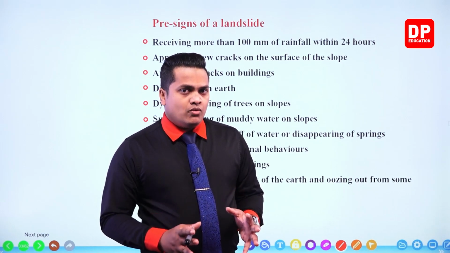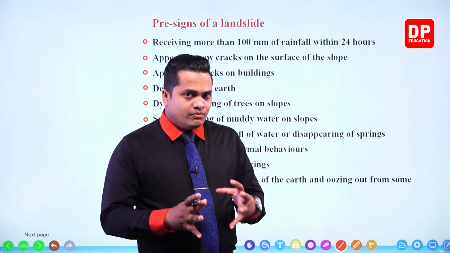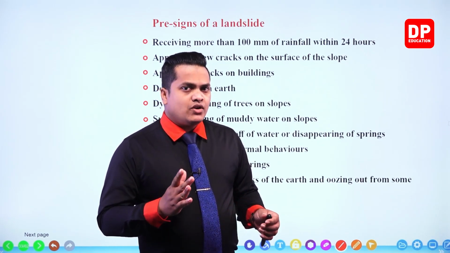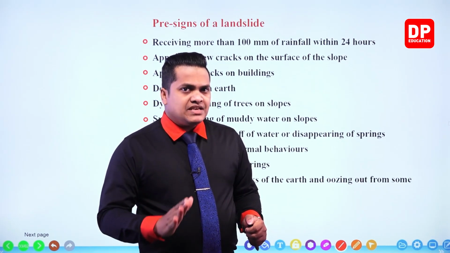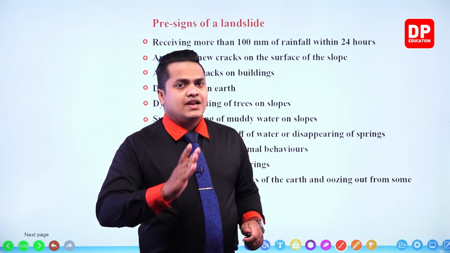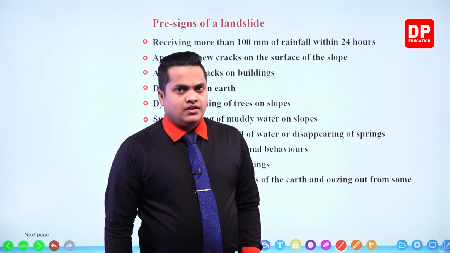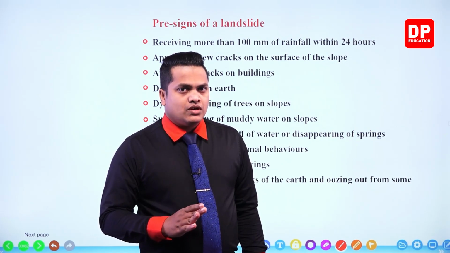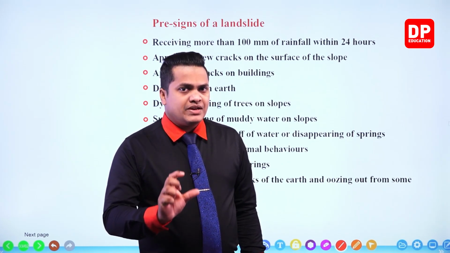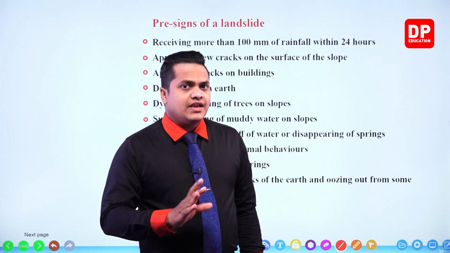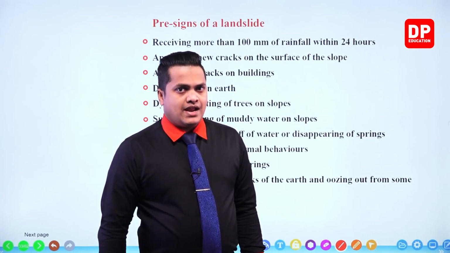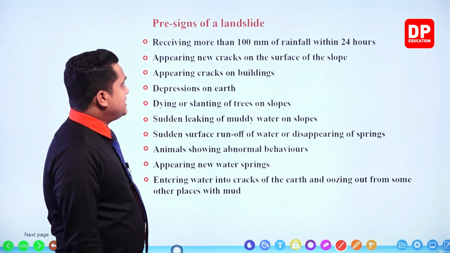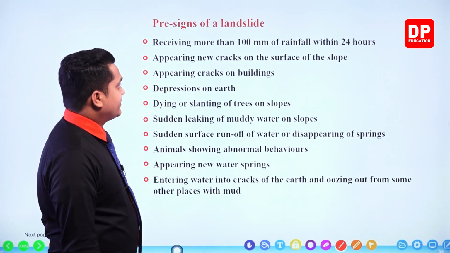So now, in this part, we'll be observing the special signs that we can observe in a place where a landslide is going to occur. In a place where a landslide is going to occur, what are the special pre-signs that we can observe within that particular land? Okay, so let's see what those are. So here you are given the pre-signs of a landslide.